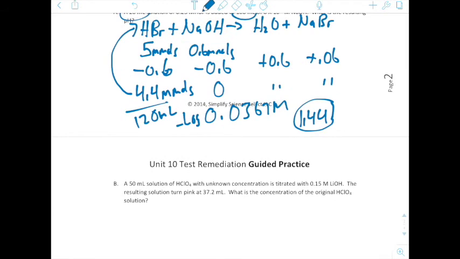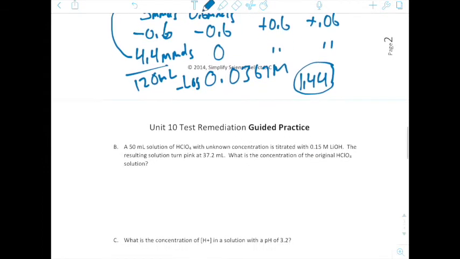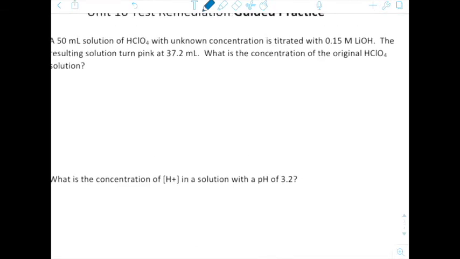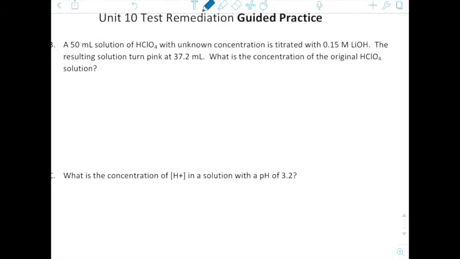Next, it says a 50 milliliter solution of perchloric acid with unknown concentration is titrated with a 0.15 molar lithium hydroxide. The resulting solution turns pink at 37.2 milliliters. What is the concentration of the original solution? So when we're looking at this, since it turned pink, that means it reached the equivalence point. So it has equal molar amounts at this point.